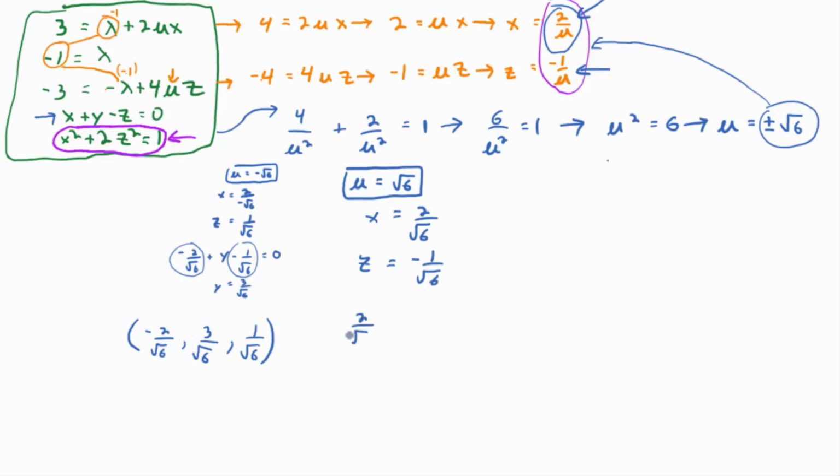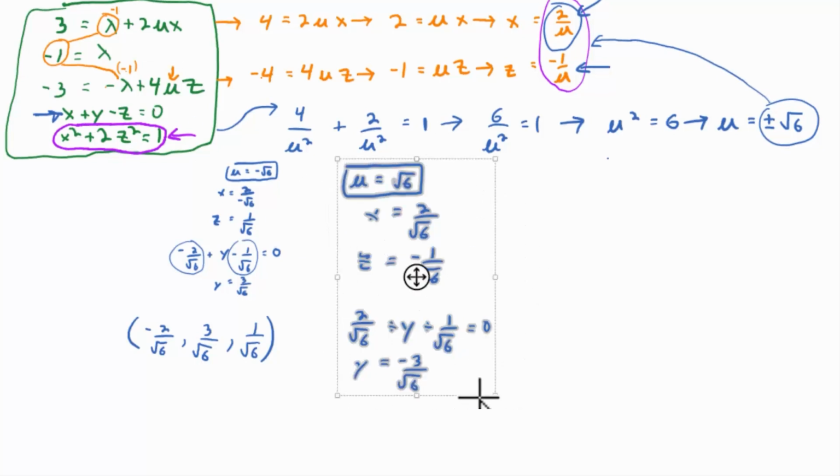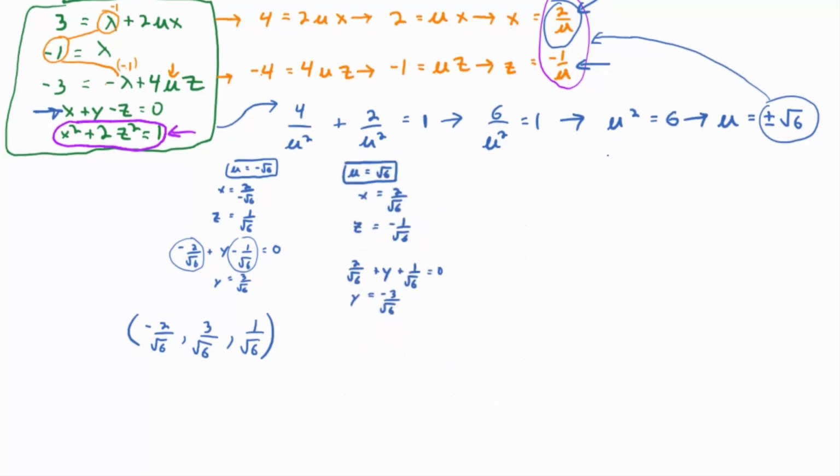So x is 2 over root 6. Again, plugging in this one: plus y minus z, which will make it plus 1 over root 6, equals 0. So we get y equals negative 3 over root 6. Your suspicions proved correct. The critical point is the exact opposite coordinates of the last one: 2 over root 6 for x, negative 3 over root 6 for y, and negative 1 over root 6 for z. Believe it or not, we exhausted all the possibilities. So that's good.